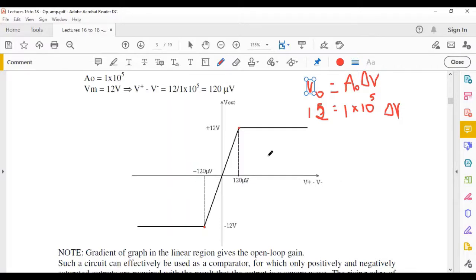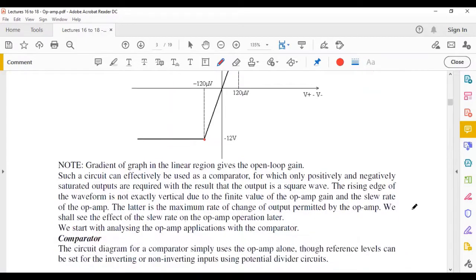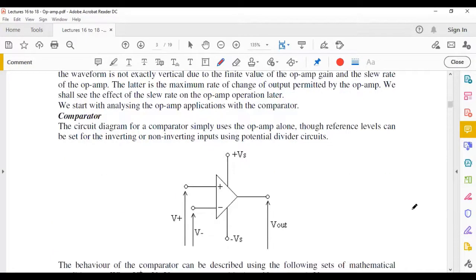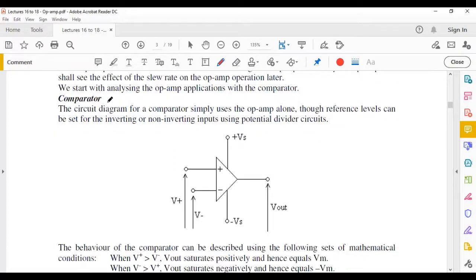Again, this one is not very useful for us, but this is the characteristic of a real op-amp, so you can read about that. Now, the discussion we just had on an op-amp is a typical case of a comparator. A comparator is a very simple circuit which allows you to compare two signals, like the name says. If you have a signal applied to V plus and a signal applied to V minus, comparing these two, the output would tell you which one is larger.